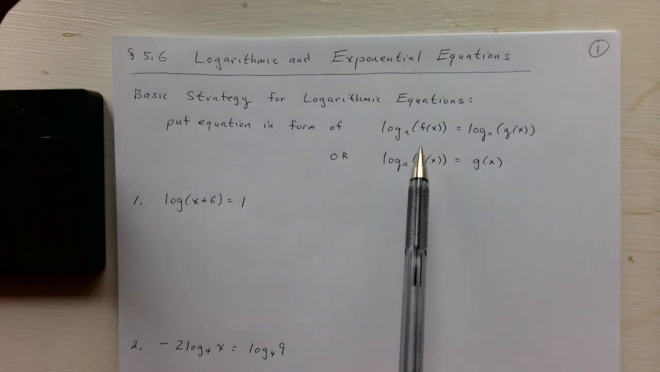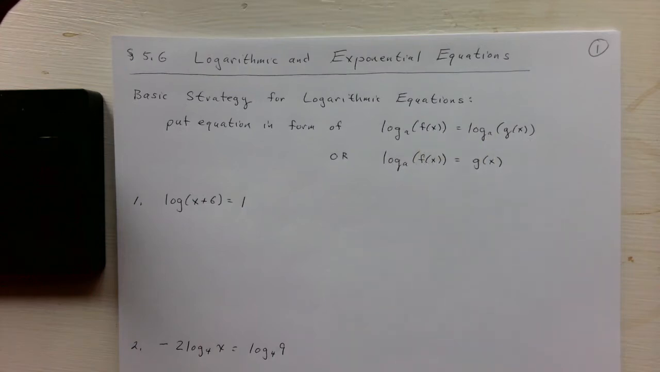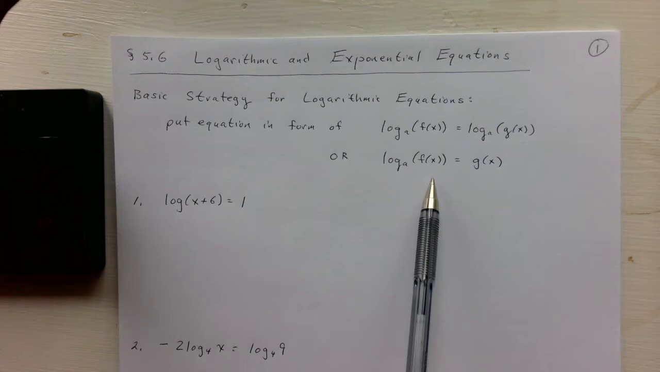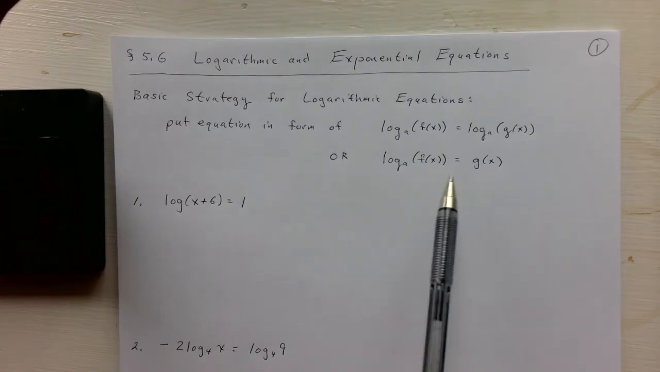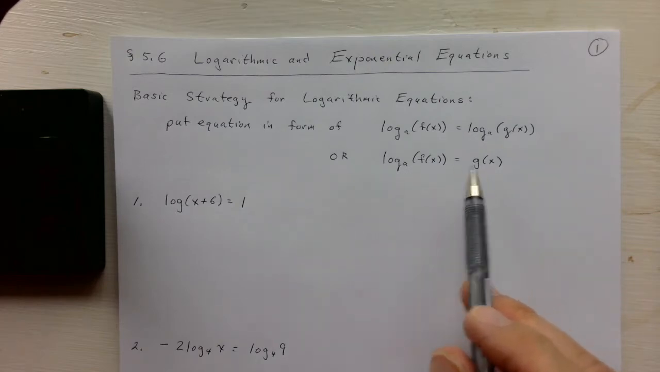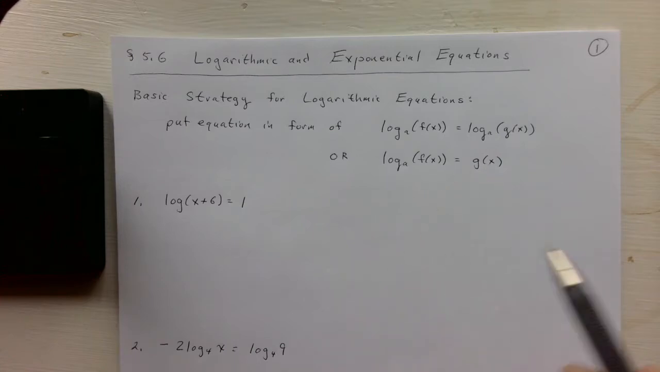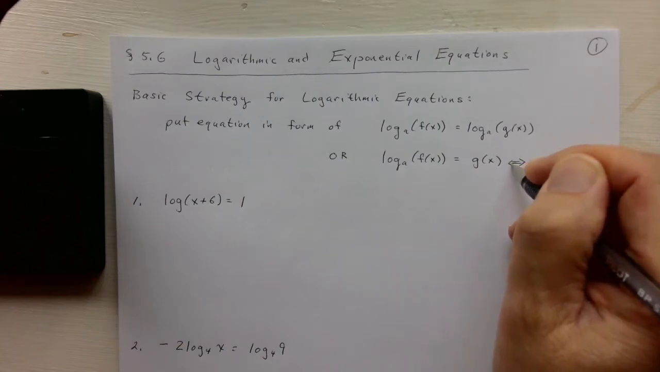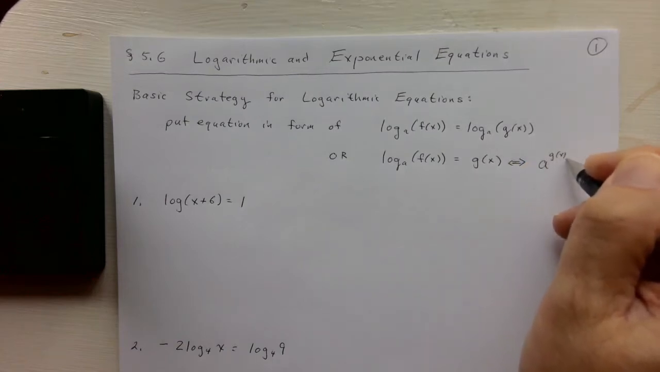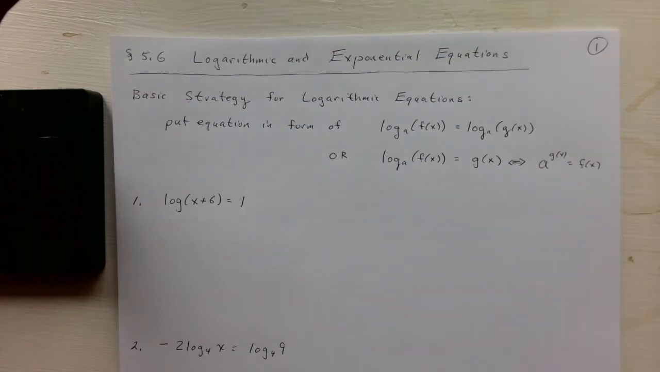Obviously, if you can put it in this form, you want to, because then you can just drop the log base a and set f of x equal to g of x. Sometimes you can't do that, but if you can write this as a single logarithm equaling another expression, you can just write this in exponential form. The exponential form of this equation would be a raised to the g of x equals f of x. And that may or may not be something that would be easier to solve.